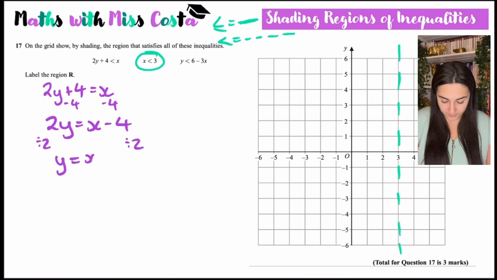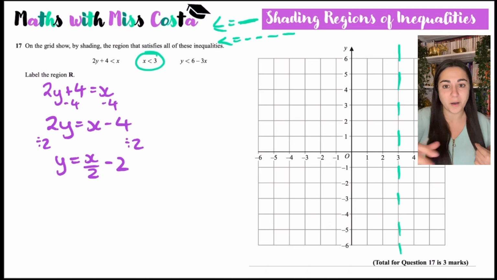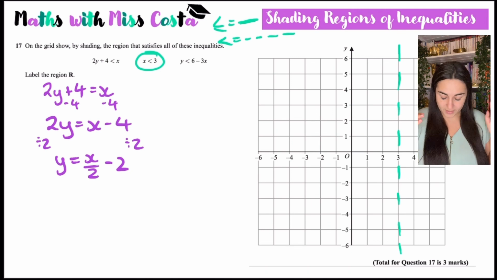So y would be x over 2 take 4 divided by 2, which is 2. So remember, you have to do the operation to each part of each side. So x take away 4, that's 2 terms, so you have to divide both of them. So we've got y equals x over 2 take 2.